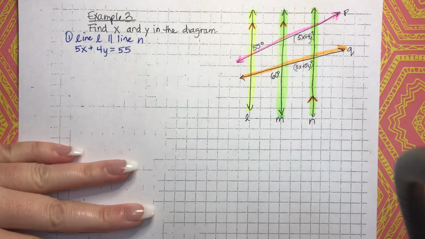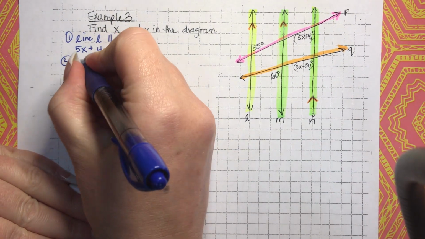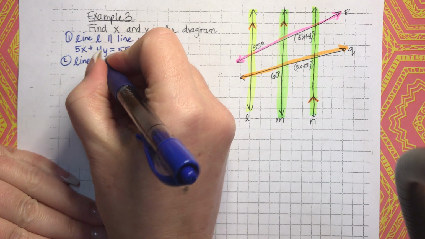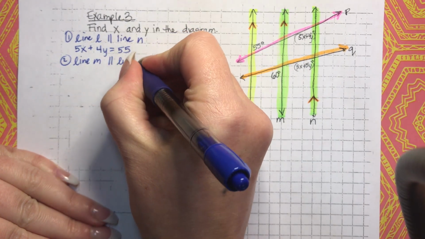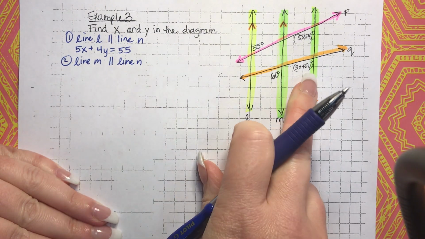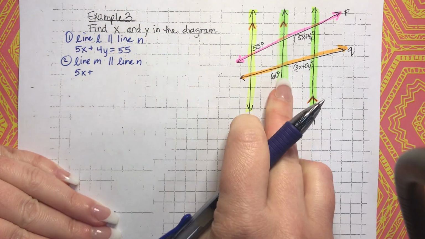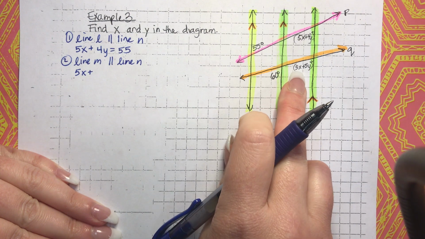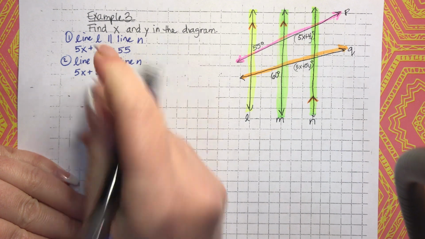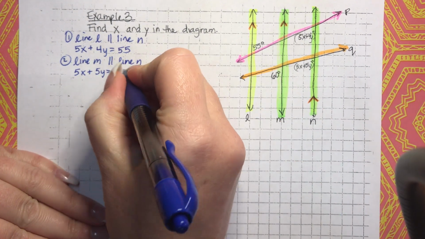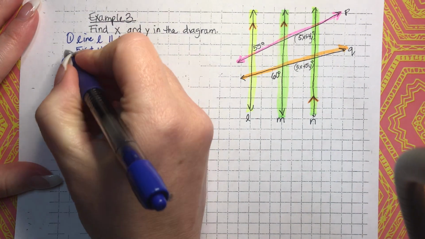So the second thing I'm going to say is because we have line M is parallel to line N, what I can say is that 5x plus 5y, did I say that wrong? I probably did. I'm sorry. 5x plus 5y is equal to 60 because of the corresponding angles postulate. So now I have my 2 equations right here and right here.